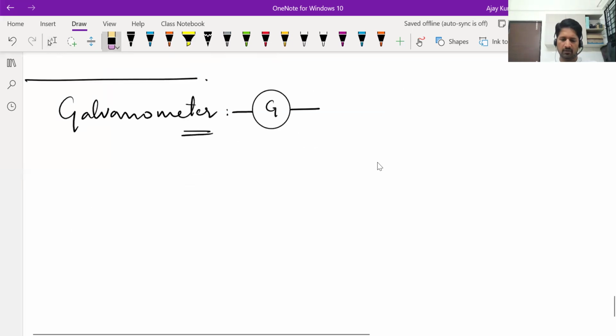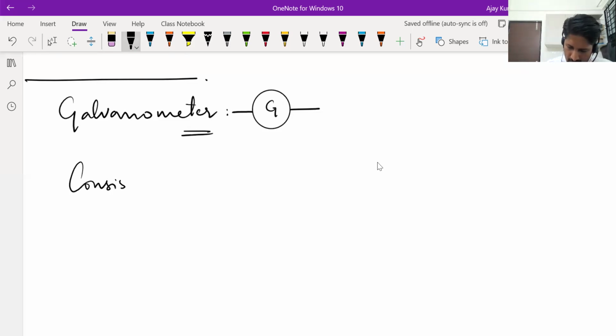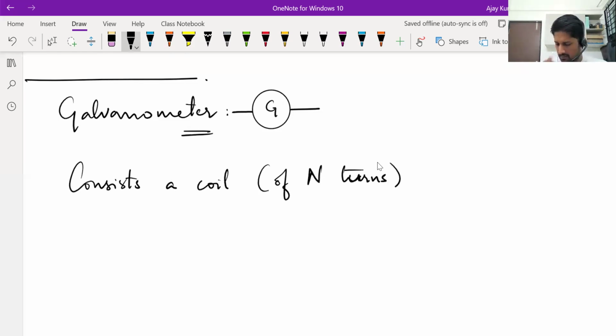So effectively, what is present inside a galvanometer is a loop having a lot of turns. So we call it a coil. I should not call it a loop with a number of turns. I should say a wire with a number of turns. We call it a coil. So a galvanometer consists of a coil, let's say of capital N number of turns or loops. Each turn is called a loop. It is a coil which can rotate inside a magnetic field.